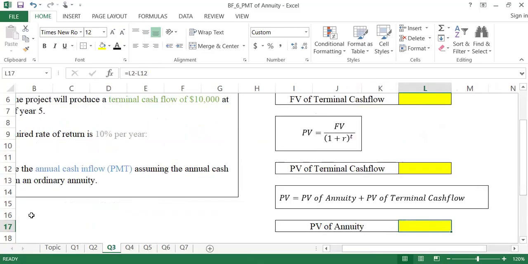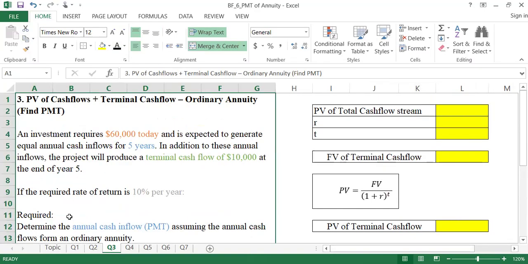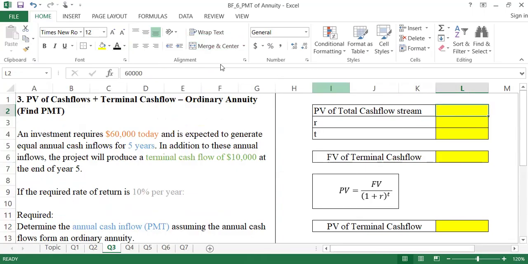Moving on to question number 3. Now I'm increasing the difficulty of the question. We have the present value of cash flows. We also have the terminal cash flow. And we have to find the PMT. An investment requires 60,000 today. So the present value of the cash flow stream is 60,000. And it's expected to generate an equal annual cash inflow for 5 years.